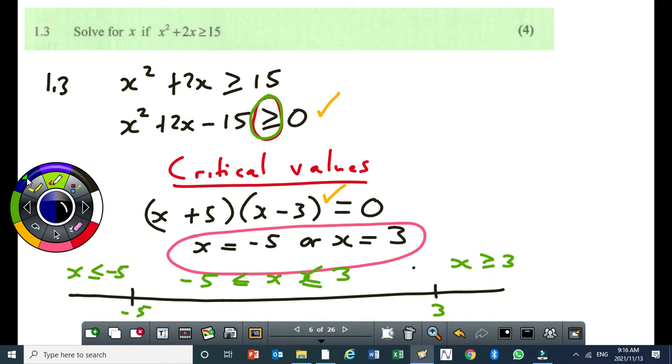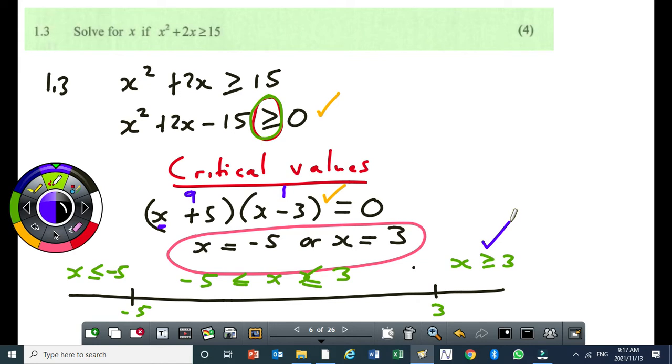Right? So let's choose a value which is greater than 3. Someone just choose any value greater than 3. 4. Now that 4, you have to use a trial and error method to get your solution. So you substitute the 4 here. 4 plus 5 will give us what? 9. 4 minus 3 will give us 1, and 9 times 1 is 9. Is 9 greater than or equal to 0? So this is the solution.